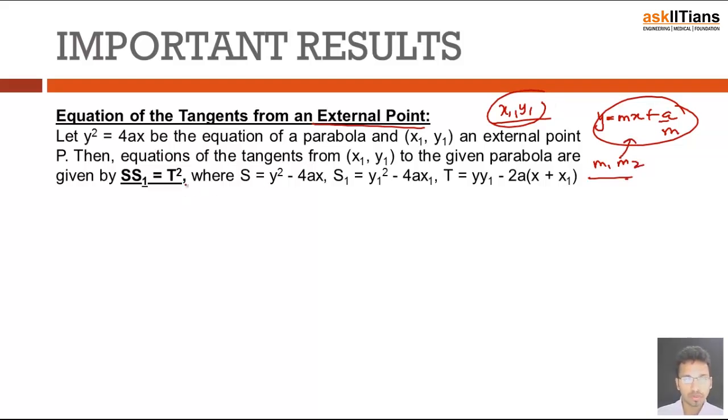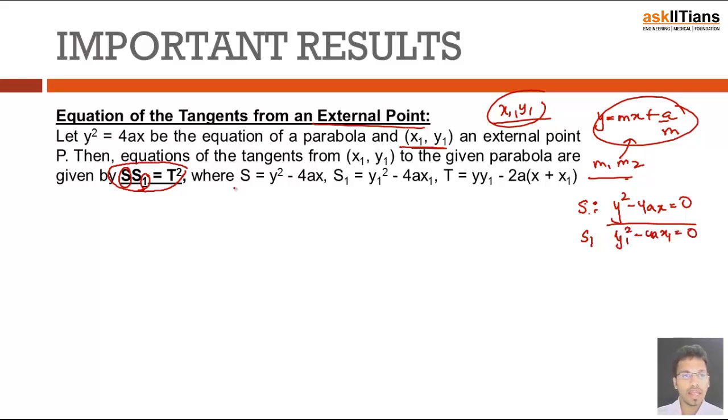Another way is to directly find the equation of the pair of tangents using this formula. Now what is this formula? S represents our curve, that is y square minus 4ax equal to 0. S into S1 means wherever this 1 comes, it means the equation of the curve at the point x1 y1. So S1 will be y1 square minus 4ax1.